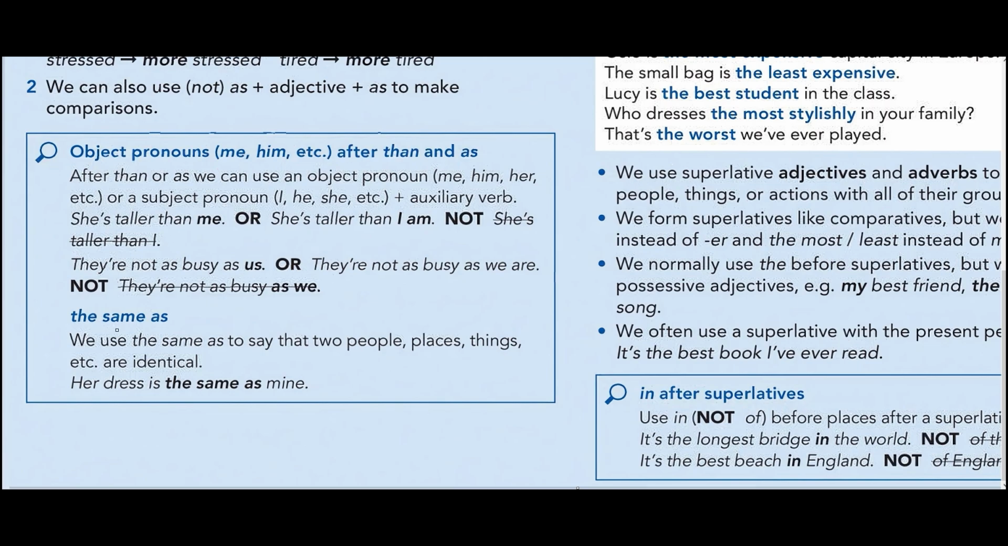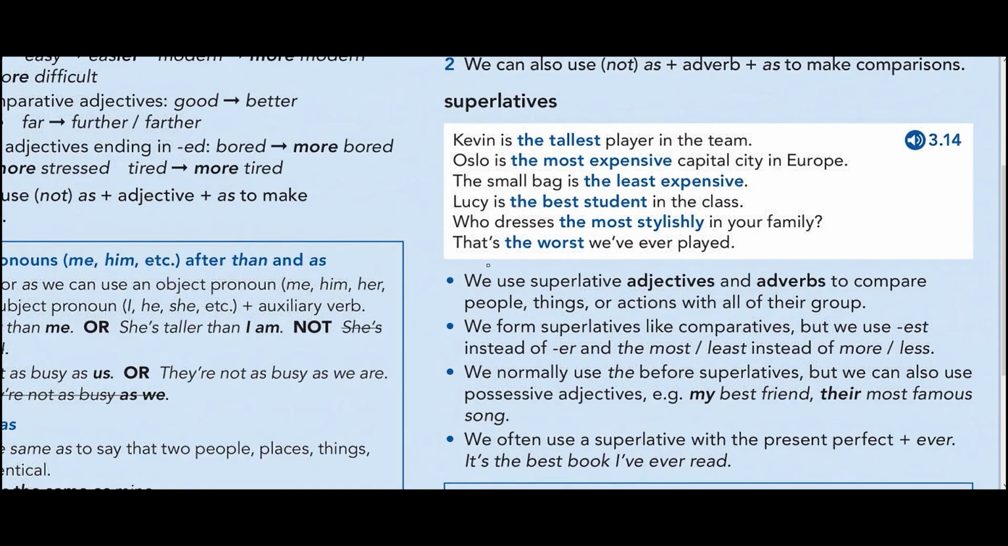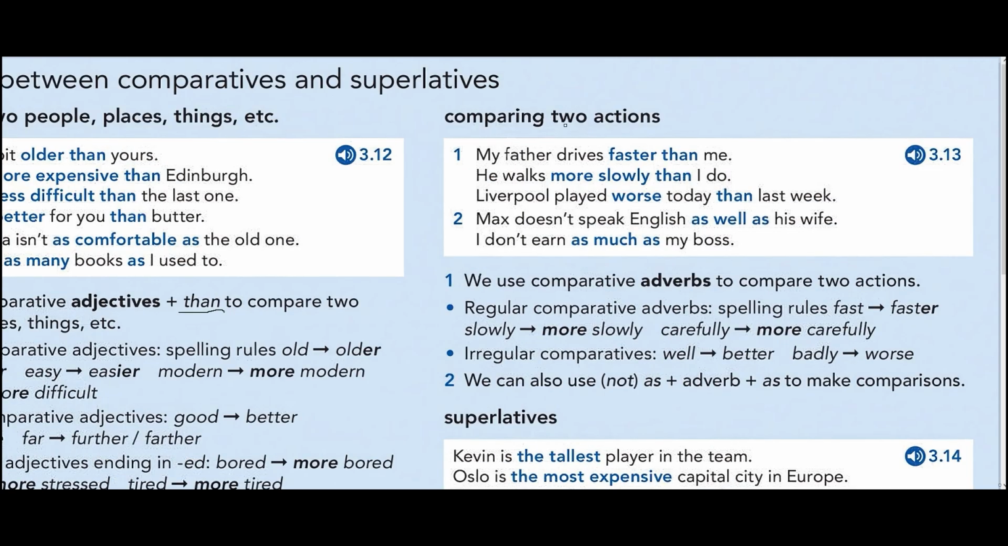Вот эта конструкция the same as обозначает точно такой же, как. Ну, точно такой же. То есть ее платье такое же, как мое. Her dress is the same as mine. То есть здесь вот такое правило. Дальше у нас как сравнивать два действия. Это два наречия.